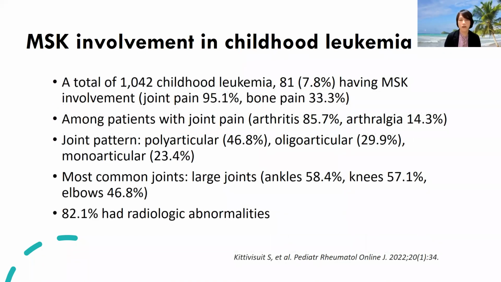A previous study tried to compare leukemia with MSK involvement and leukemia without MSK involvement. Among around 1,000 childhood leukemia cases, they found around 8% had MSK involvement. Among this group, 95% had joint pain and 33% had bone pain. Among patients with joint pain, around 85% had arthritis and 14% had arthralgia. The most common joint pattern is polyarticular, followed by oligoarticular and monoarticular. The joint involvement is usually large joints: ankles, knees, and elbows. And around 82% also had radiologic abnormalities.